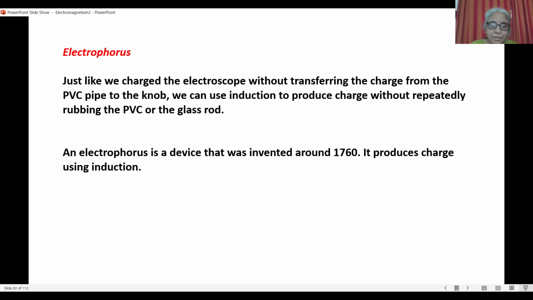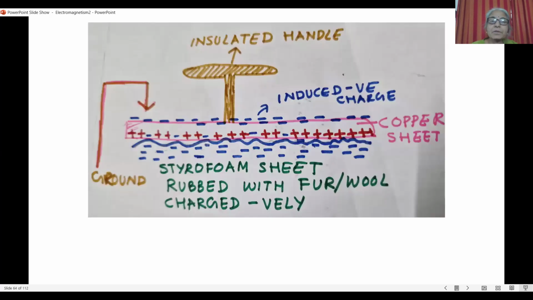Produces charge using induction. So what is an electrophorus? The electrophorus is a copper disc. Okay, I'm looking at the disc from the side. It has an insulated handle. You can lift it up by using this insulated rubber or plastic handle.